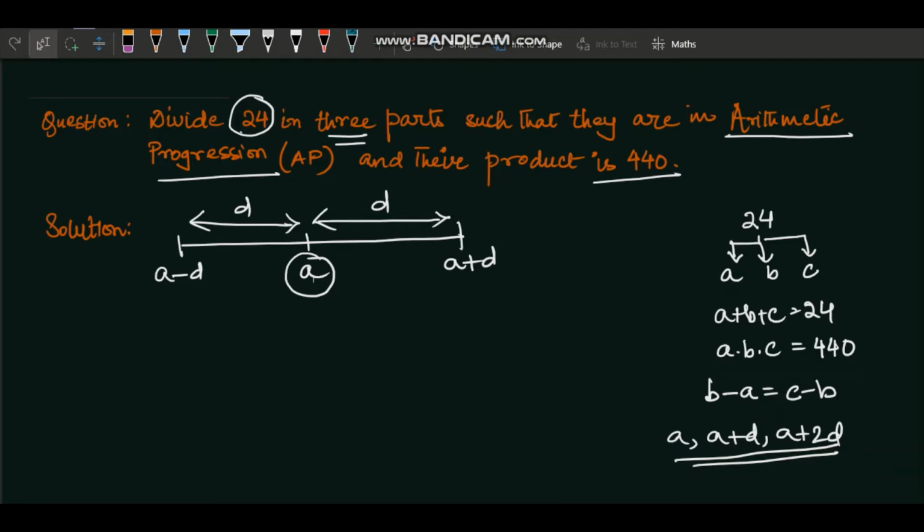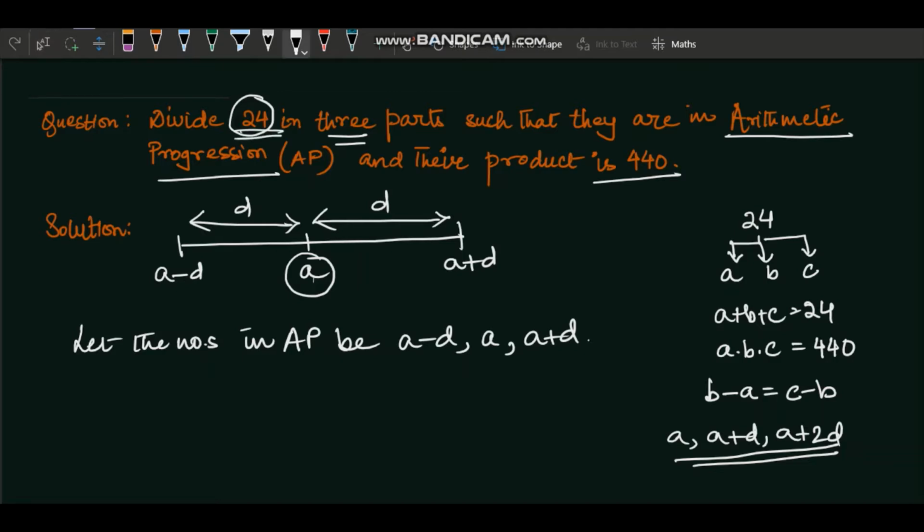Now let us see how we can proceed with the given condition. We are told that the sum of these 3 numbers is 24. So firstly we are assuming the numbers in AP to be A minus D, A and A plus D. So what are we told? We are told that the sum of these 3 numbers is 24. So we can definitely write this as A minus D plus A plus D equals 24.